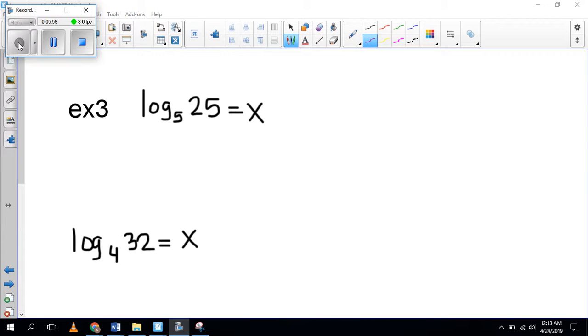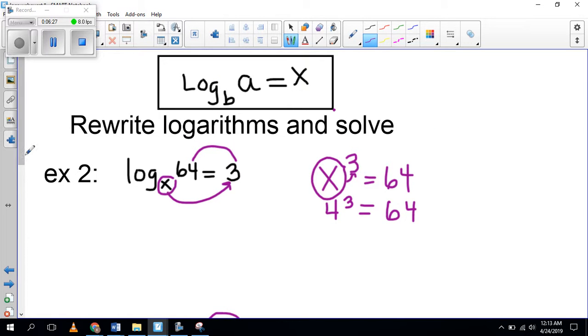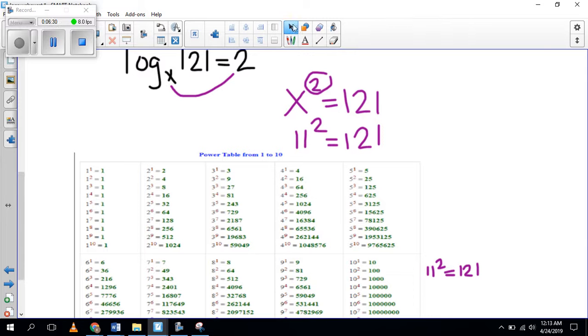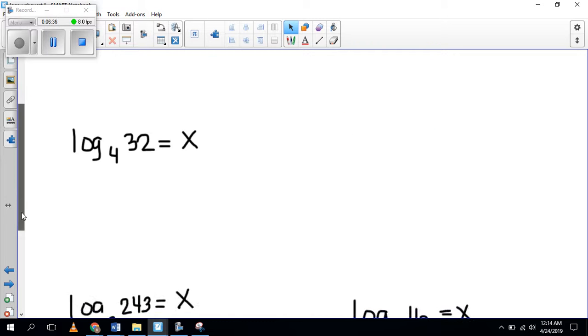Okay, so here's example number 3. Basically we're going to rewrite and solve. A little different, but we're going to go from our base of 5 to our exponent. So 5 to the x, like I said. Then x to 25, so equals 25. Okay, so if I go back and pull up that chart, sorry, I should have had it on here. Just in case you don't know this, this is an easy way to reference.